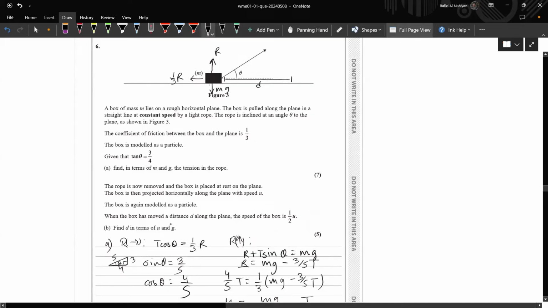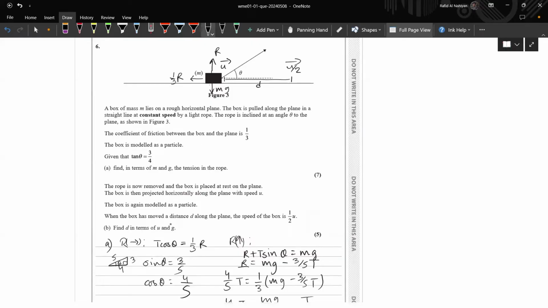Now if this is distance d, I know that at this point the speed is u, and at this point the speed is half of u. So we have these values. So what I can do is, since there is a friction acting, and we only projected this, there is no other force acting horizontally.